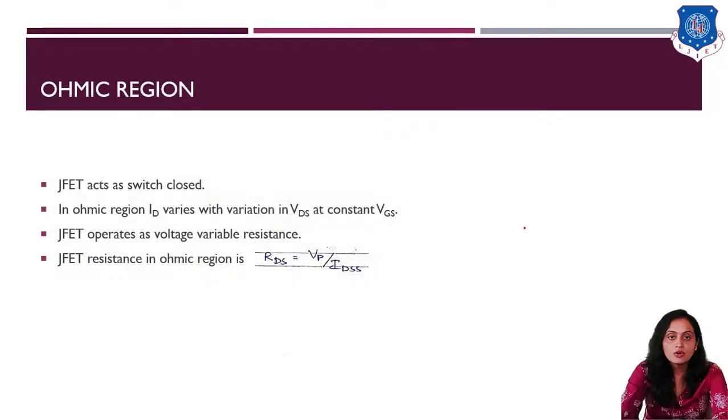Now the ohmic region. The JFET acts as a switch in this ohmic region, and in the ohmic region ID varies with the variation in the VDS at constant VGS. The JFET operates as a voltage variable resistance over here because as we increase voltage, current is increasing. The JFET resistance in this ohmic region is given by RDS is equal to Vp divided by IDSS.